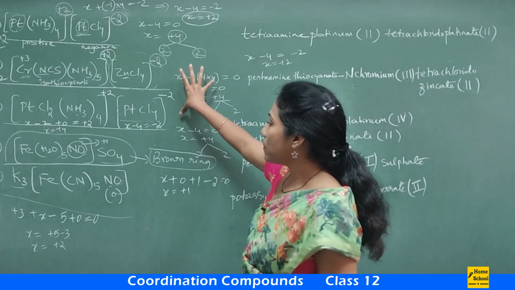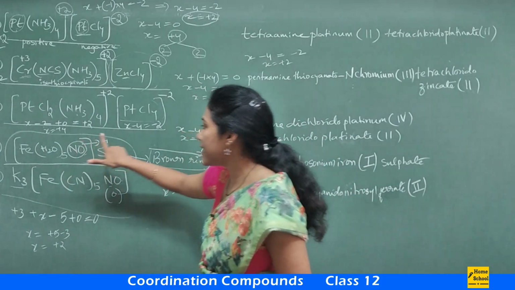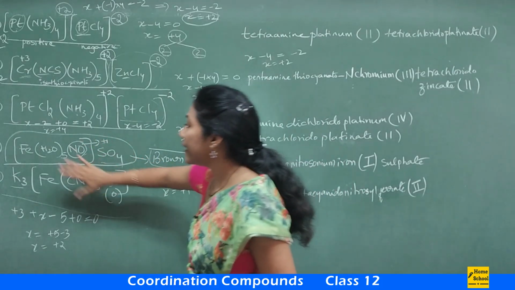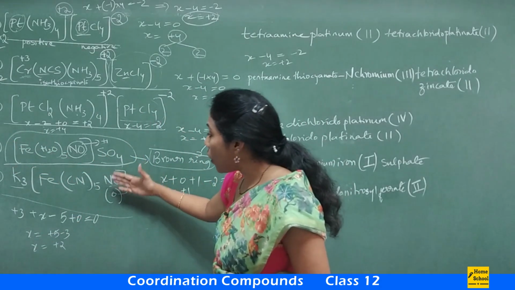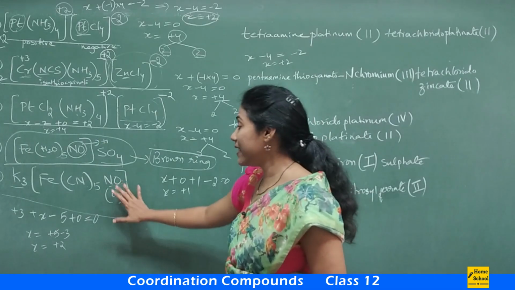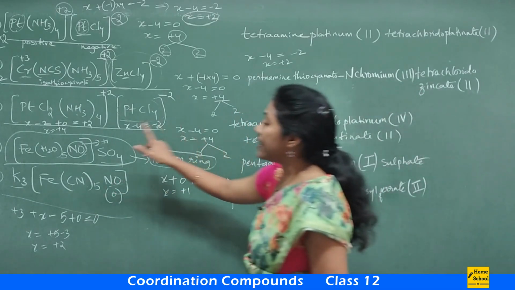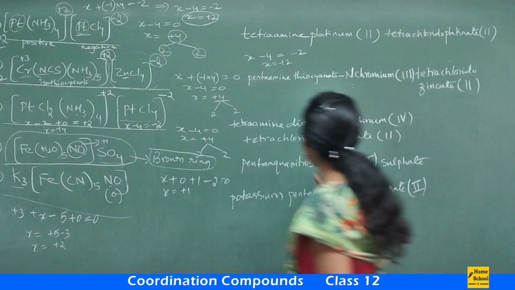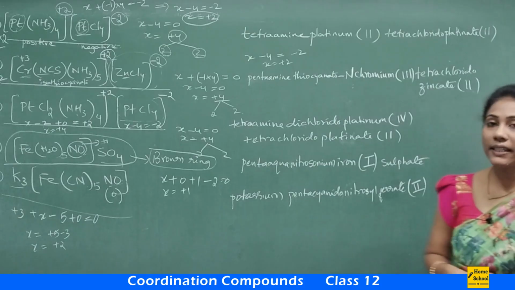Okay, so this model, and don't forget the brown ring case where NO is taken as a positive ligand. They'll either ask you the oxidation state of Fe or the complete IUPAC name. In the rest of the compounds, if NO is there, consider it as a neutral ligand. I mean its charge is taken as 0 and it is named as nitrosyl. When you consider it as a positive ligand, it should be named as nitrosonium. Okay, so these are very, very important examples.